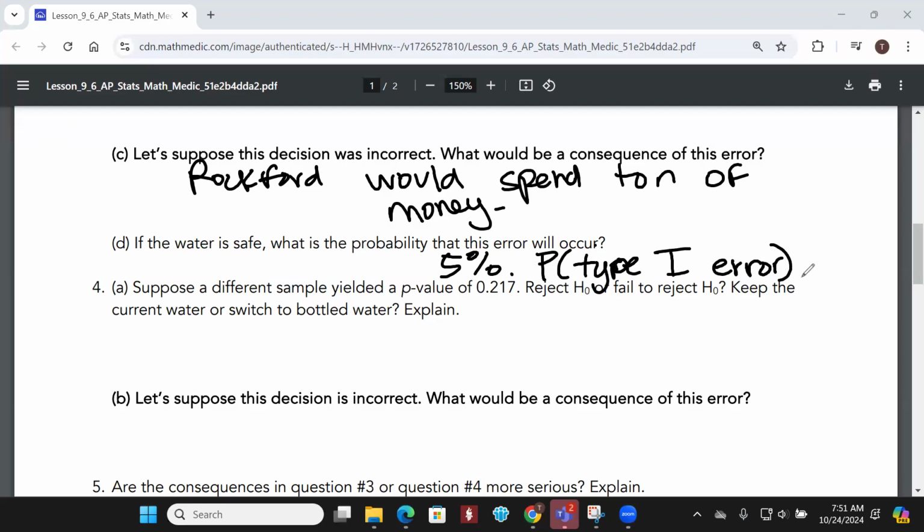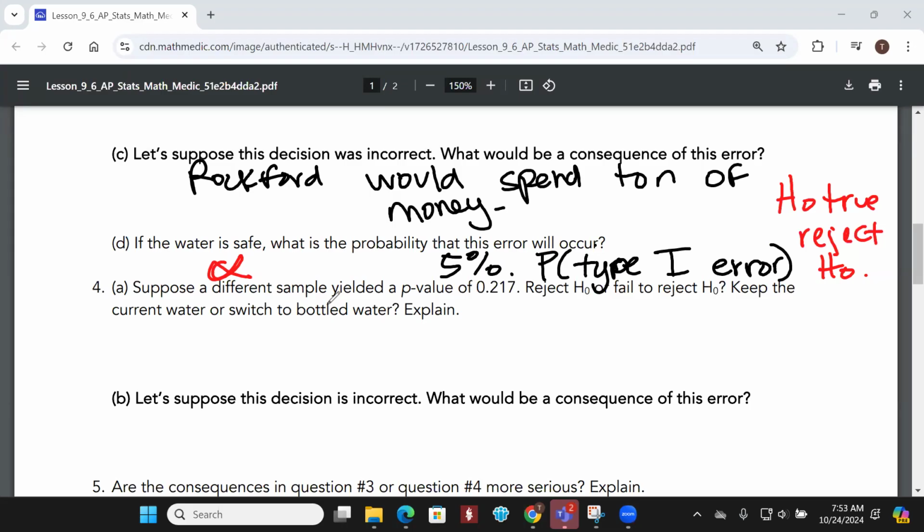Okay, so with type 1 error, I'll put this in a different color. The null hypothesis is true, and we reject the null. So this comes from the alpha. Yeah, that 5% comes from the alpha. If it was 0.01 for your alpha, then there's a 1% chance that you got that type of error, right? Type 1 error.